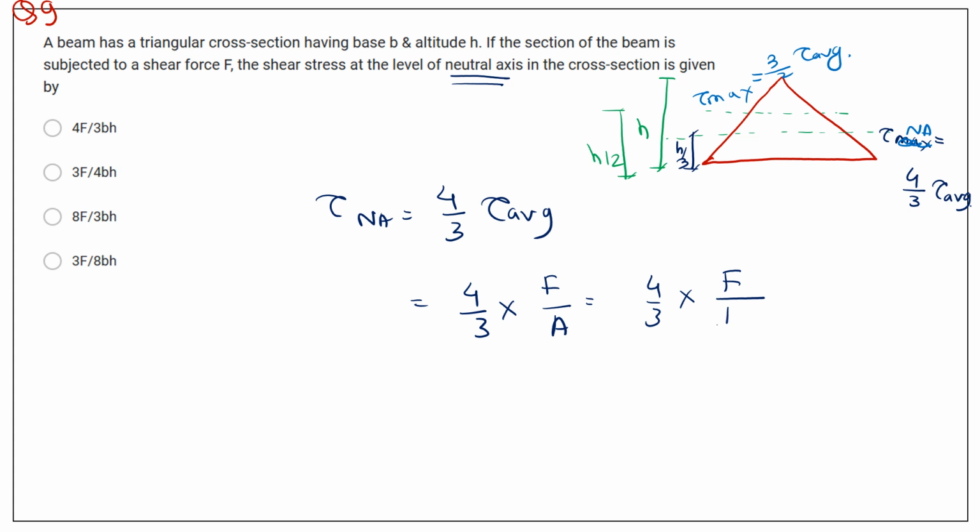The area is half base into height, where B is the base of the triangle. After calculation we get 8F divided by 3BH. So this is the shear stress about the neutral axis. So here the third option is correct, which is 8F divided by 3BH. The next question.